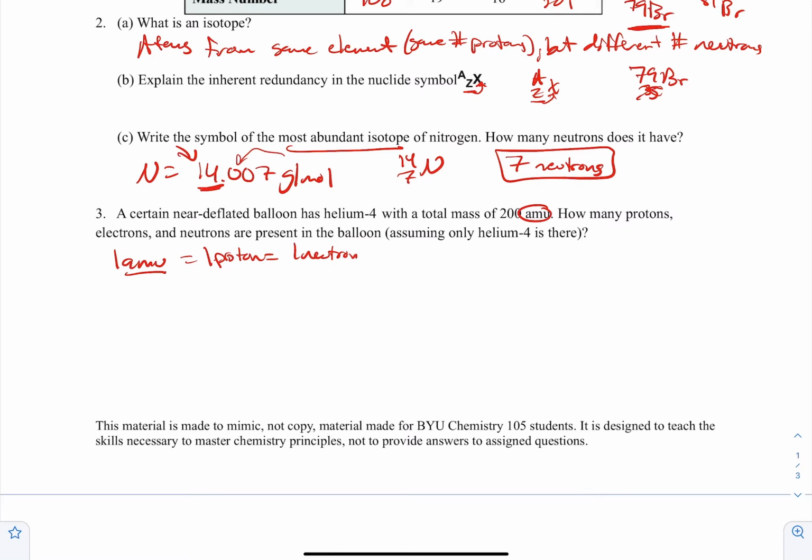Okay, and then it says how many protons, electrons, and neutrons are present in the balloon. Okay, so we've got the helium-4 isotope. I know that for every helium atom, we've got a total of 4 atomic mass units.